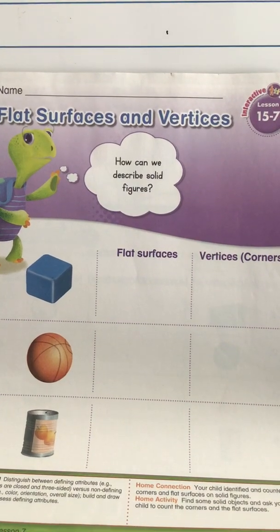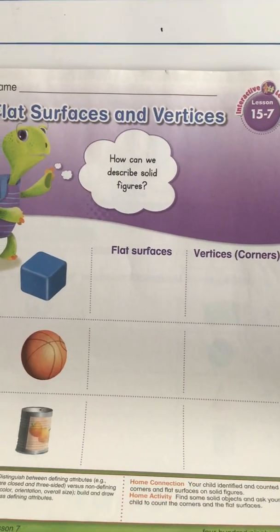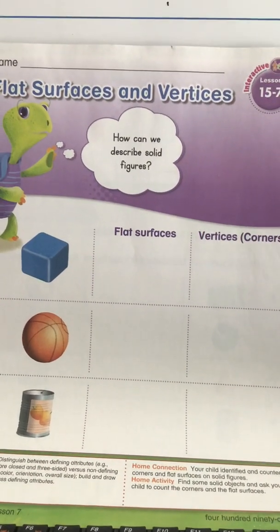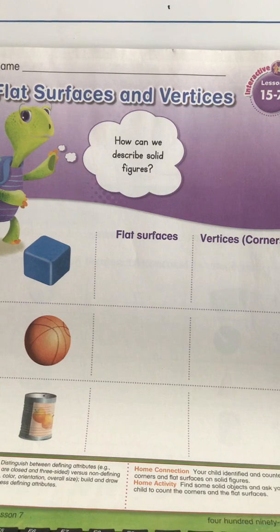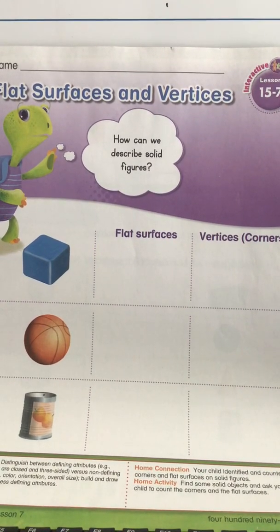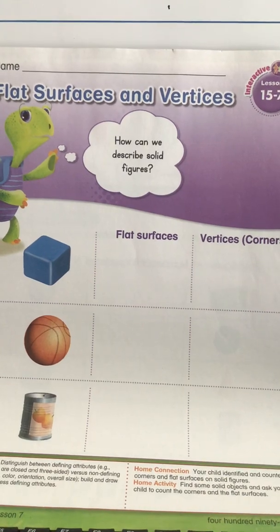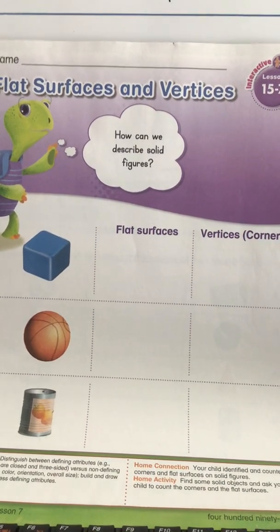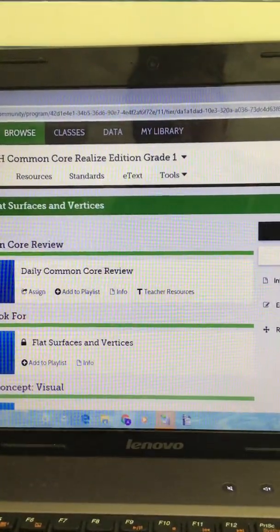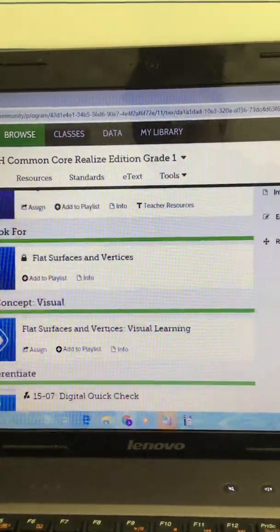Today's math lesson is 15-7, flat surfaces and vertices. We're going to be looking at our solid shapes again and counting how many points they have, how many flat parts they have, and what describing words we can use for them. So get this page ready. We're going to start off with our math video and then we'll work on our paper together.